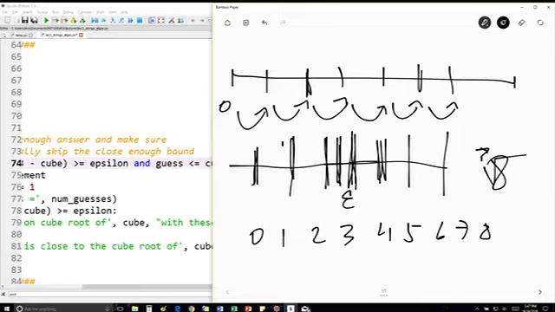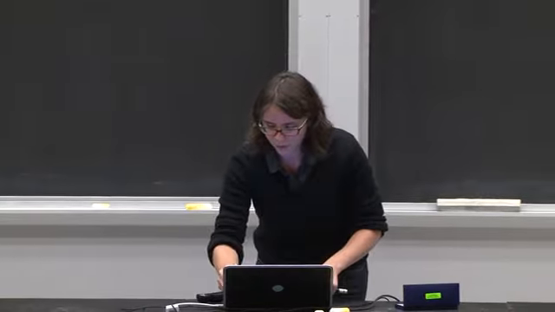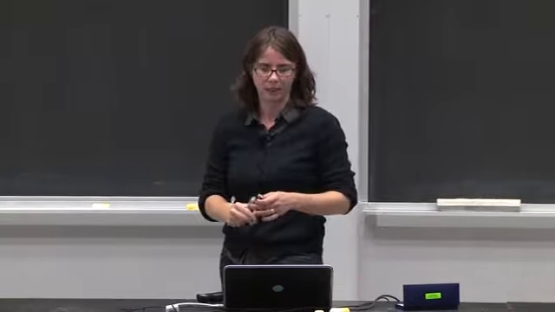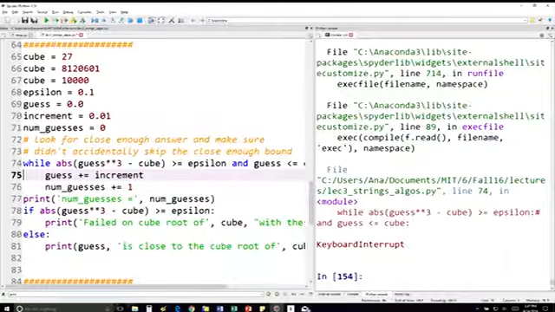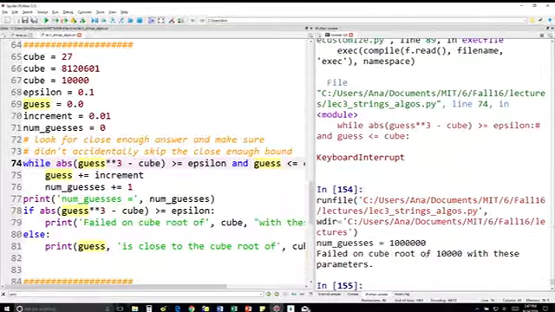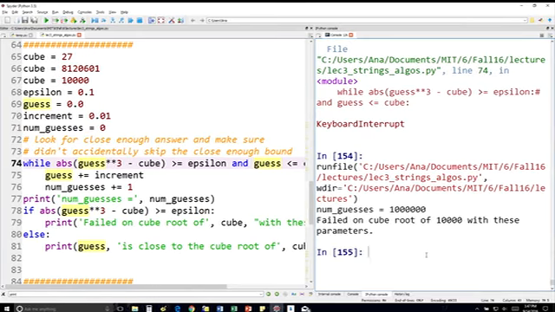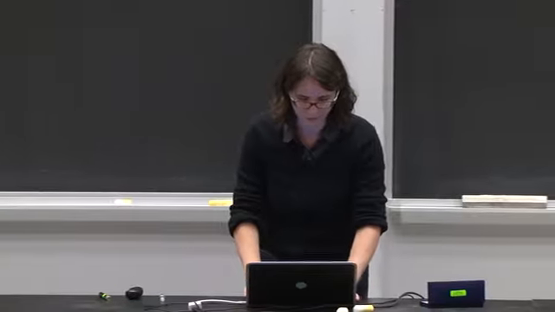Cube root of 8, right? Once I've reached 8, I'm going to stop. And it's the same thing here. So I just added this little clause that says, well, while I'm greater than or equal to epsilon, and I'm still less than the actual cube, just keep searching. But once I've reached the cube, then stop searching. And with 10,000, you can see that I failed to actually find, so that's what this part here does. It tells me that I've failed to find the cube root with those particular parameters. OK.